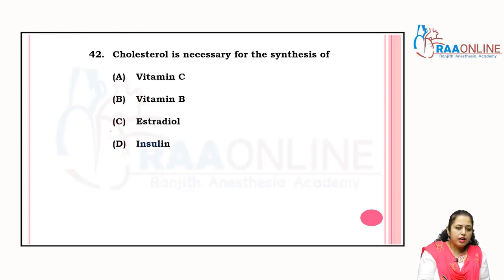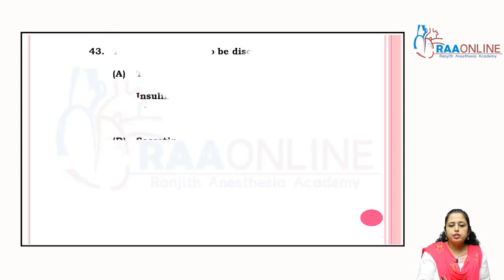The next: cholesterol is necessary for the synthesis of what? Estradiol, right? Because vitamin C, vitamin B and insulin are not. Insulin is a polypeptide hormone. Estradiol is a steroidal hormone and cholesterol is necessary for the formation of steroidal hormones like estradiol, progesterone, estrogen, testosterone, right? Come to the next question.